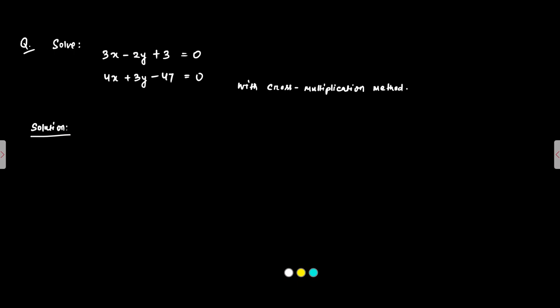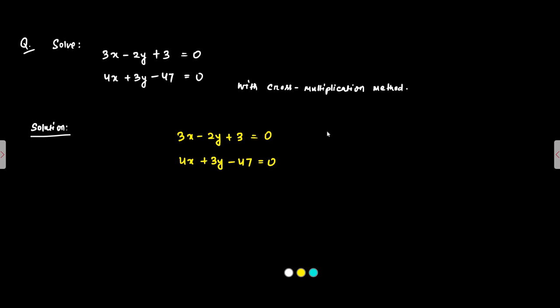So here is another question on cross multiplication method. It is given to solve the equations 3x minus 2y plus 3 equals 0 and 4x plus 3y minus 47 equals 0, with cross multiplication method. So first we'll write the equations: 3x minus 2y plus 3 equals 0 and 4x plus 3y minus 47 equals 0.